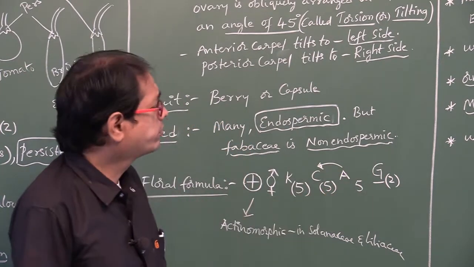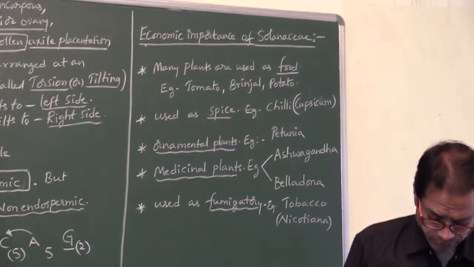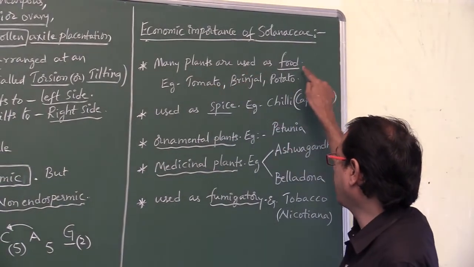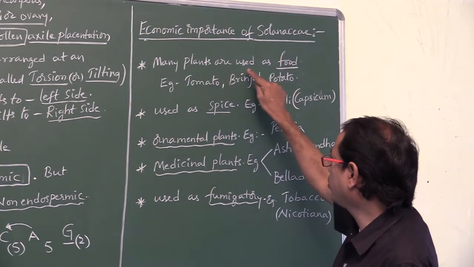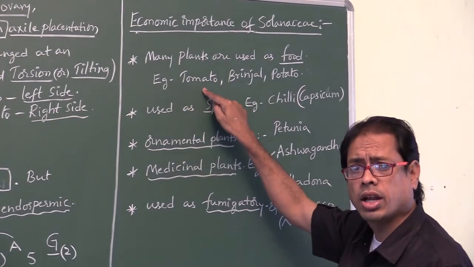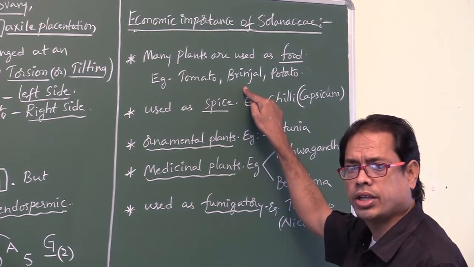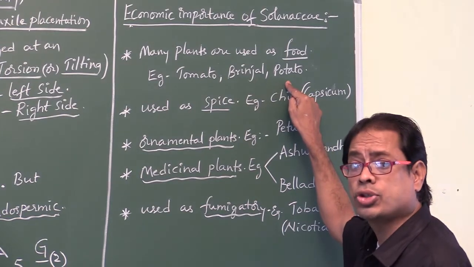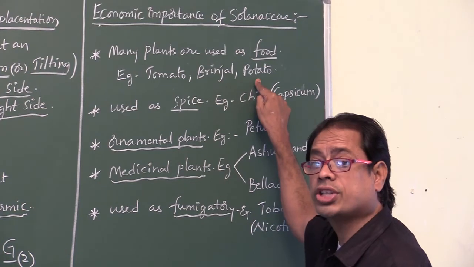Okay. Next, what is the economic importance of Solanaceae? Many plants are used as food. These are all normal points only, my dear students. Many plants are used as food. Example, tomato. Tomato means Lycopersicon esculentum. Brinjal, that is Solanum melongena. Potato, Solanum tuberosum. This potato shows an underground stem tuber.